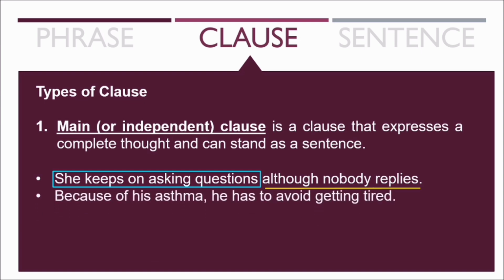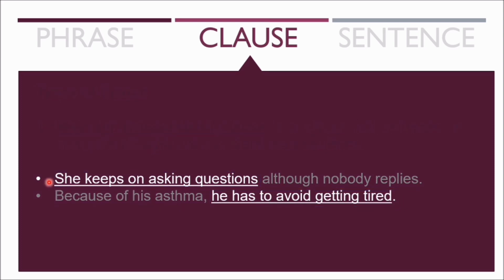Next sentence, because of his asthma, our dependent clause a while back, he has to avoid getting tired. This one is our independent or main clause. Now, we are going to delete or omit our dependent clause in each sentence. She keeps on asking questions already expresses a complete thought.